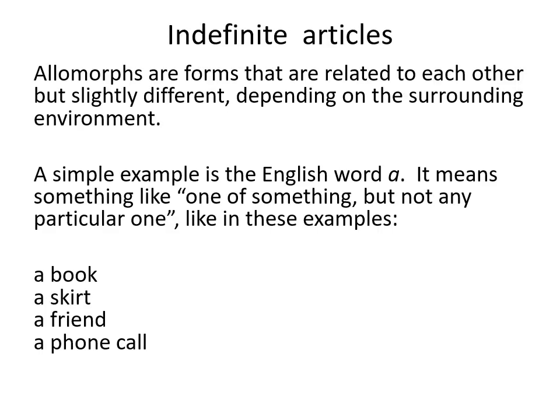Next is indefinite articles as allomorphs. Allomorphs are forms that are related to each other but slightly different depending on the surrounding environment. For example, the word a: a book, a skirt, a friend, a phone call, a laptop, a mobile, a chair. So these are used for one of something, but not any particular one.